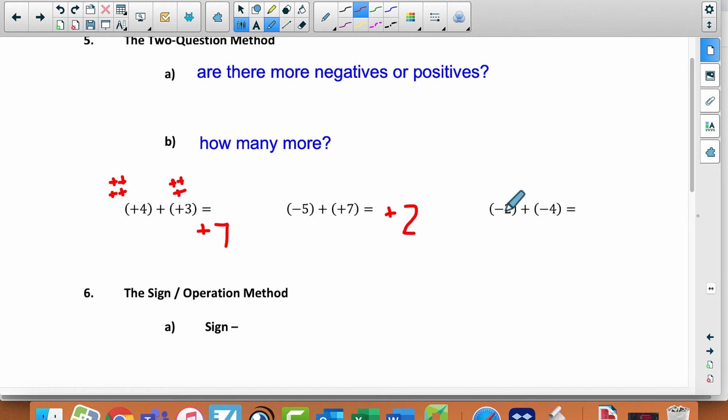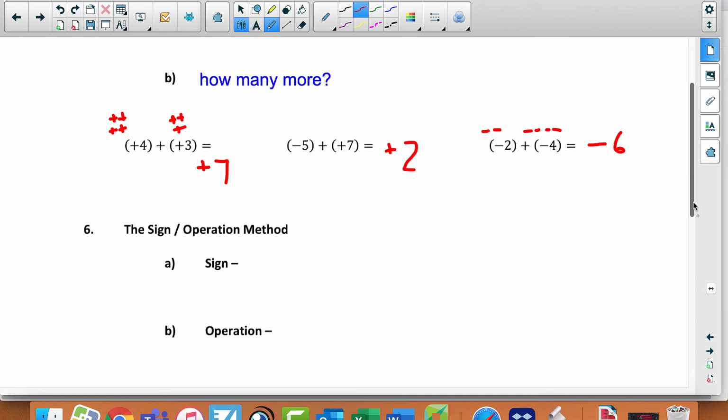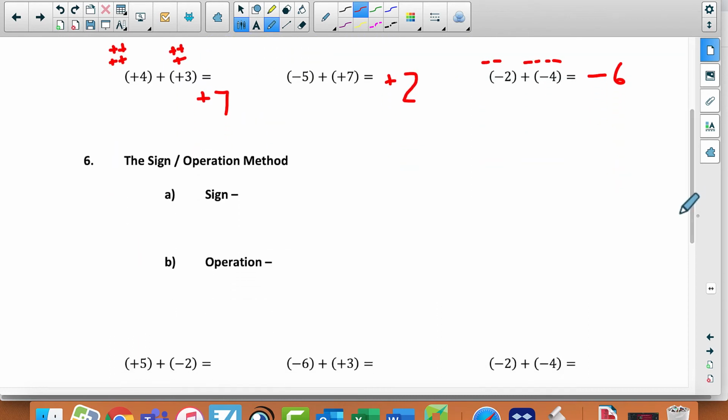And this one, do you have more negatives or positives? Well, you only have negatives. You have 2 of them, you have 4 more of them. So obviously your answer is negative because there is no positives. How many more negatives than positives are there? Well, we got 2, and we have 4 more. There's no canceling in this one, so you have 6 more negatives than positives. And there's your answer. Alright, number 6 is the sign operation method, I'll call this.